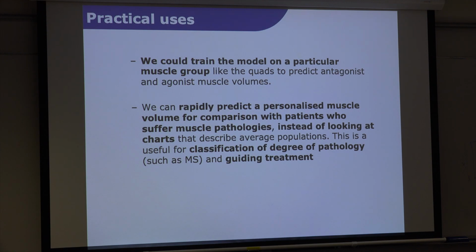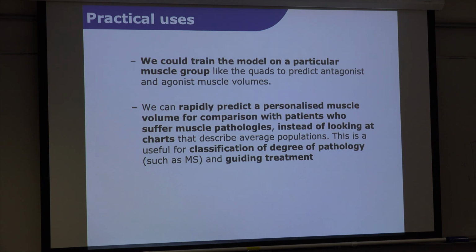So what the study actually provided was quite interesting. If we trained and tested on a specific muscle group, we can predict a specific muscle group, like the quads, but we focused on the total muscle volume, and we found that the most practical use for this is actually in terms of comparisons within the clinic.